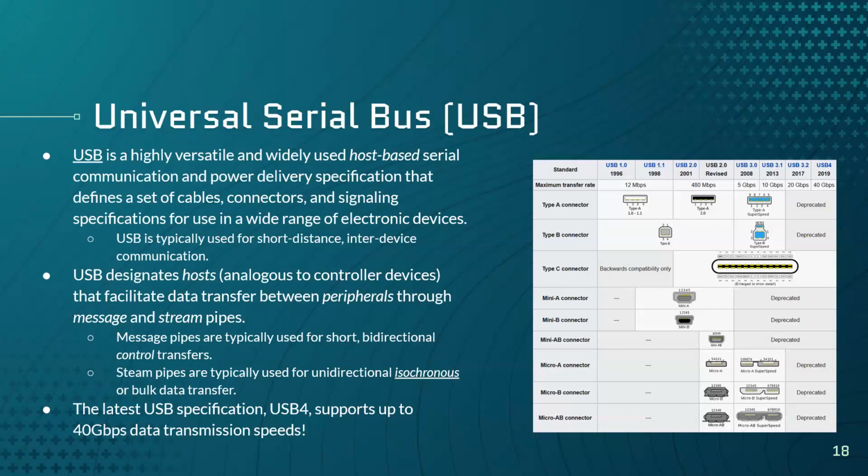The main reason they kept on iterating it was for two reasons. One was size. You can actually see the connectors are getting smaller and smaller, and USB-C is giving you really tiny connectors. And then of course speed. So 1.0 you've got only 12 megabits per second. Nowadays you can go up to 40 gigabits per second.